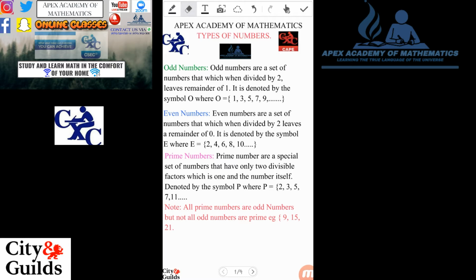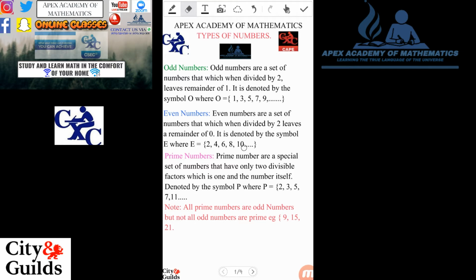Good. So let's look at what even numbers are. Even numbers are a set of numbers which, when you divide them by 2, have no remainder. So 2 goes exactly into what we refer to as even numbers, and it is denoted by the symbol E. E equals the set of 2, 4, 6, 8, 10, and you get the pattern: 12, 14, 16, and so forth.